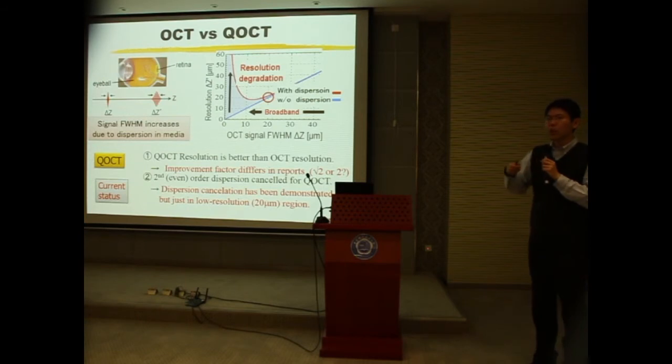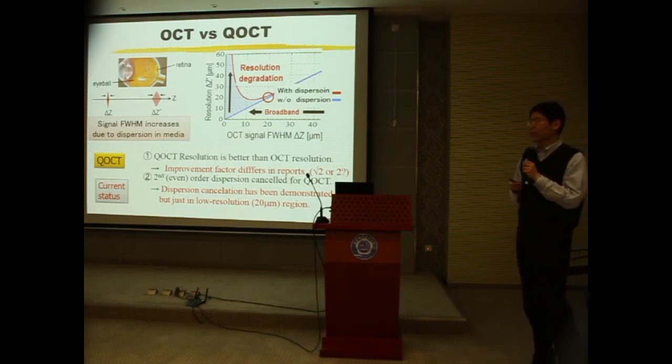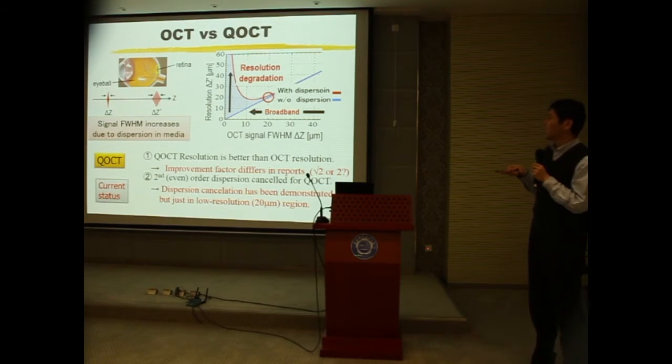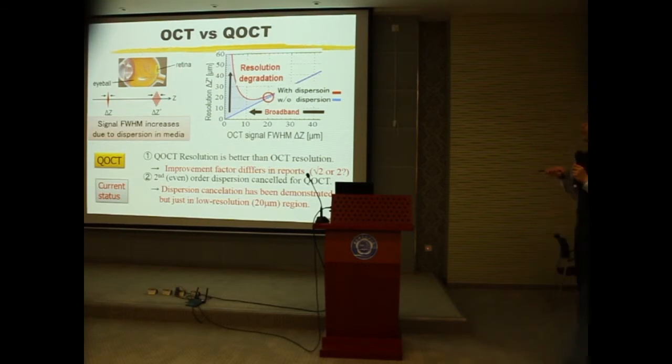However, the Boston group has been working on this issue for many years, but there are still unclarified or unrealized issues. The first issue is that the enhancement factor reported by the Boston group and Professor Lvovsky's group in Waterloo is different: square root 2 or 2. And the second one is that dispersion cancellation has been demonstrated by the Boston group, but their resolution is still 20 micron, in a sense a low resolution region. So we looked at these two issues.